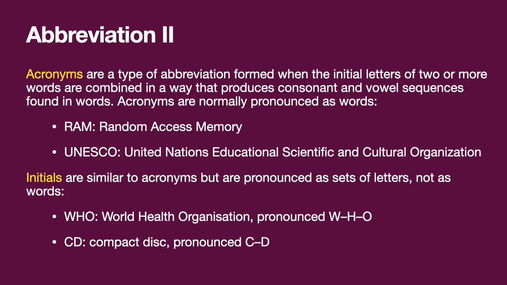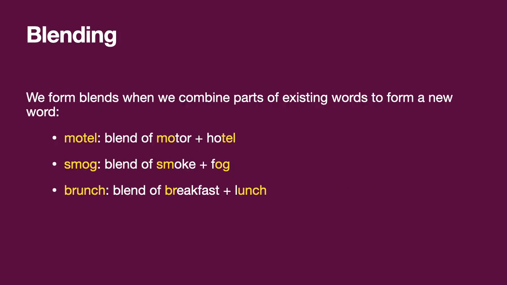So again, both these can fall under acronyms, but some people say that acronyms are those which are normally pronounced as words like RAM, UNESCO, etc., and initials are those which are pronounced as sets of letters. Each letter is pronounced distinctly. So those are the different ways of abbreviation.